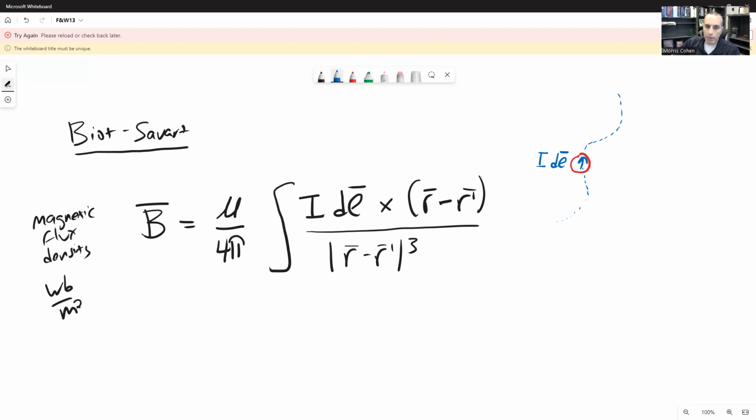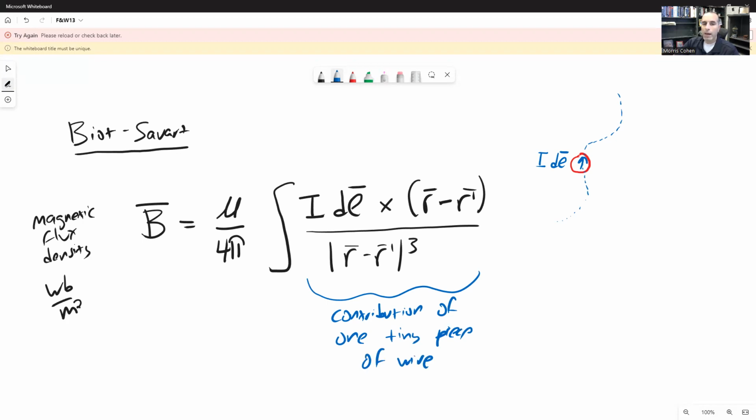And this term right here is the contribution of one small piece of the wire, one tiny piece of the wire that is carrying current, where I is the current along that wire and dL is just a small segment along it. And the integral is going to sum up all those contributions.